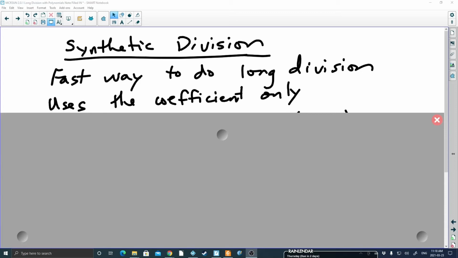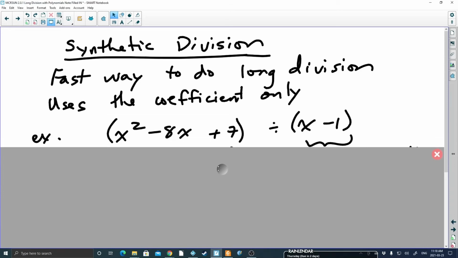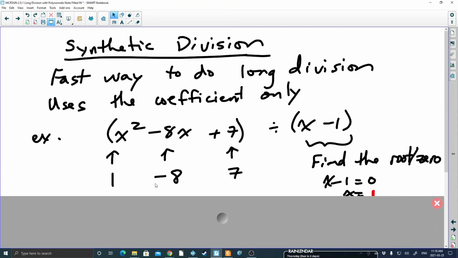So a lot of synthetic division speed comes from just not having to write down every character in the expression. So we're only going to be working with the coefficients of the expression instead of the entire expression itself. So if we look at x squared minus 8x plus 7 divided by x minus 1 as our example, what are the coefficients? Well, it is just 1, negative 8, and 7.